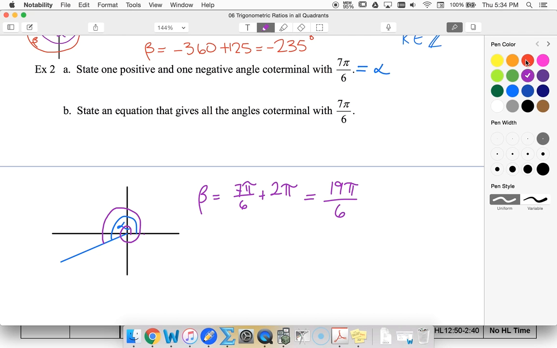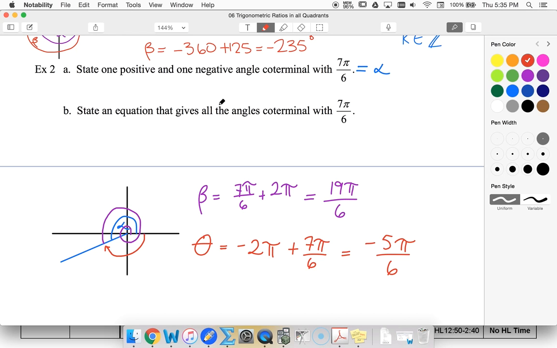All right, now I'm going to switch over to red, and I'll make my negative angle. So I'm going to start here and go the negative direction, which takes me to here. Well, that's the same as if I had made a full 2 pi negative and then added pi over 6. So alpha, beta, let's call that one theta. So theta is going to be negative 2 pi and then add 7 pi over 6. So that's going to be negative 5 pi over 6. So now I have a positive coterminal angle and a negative coterminal angle.